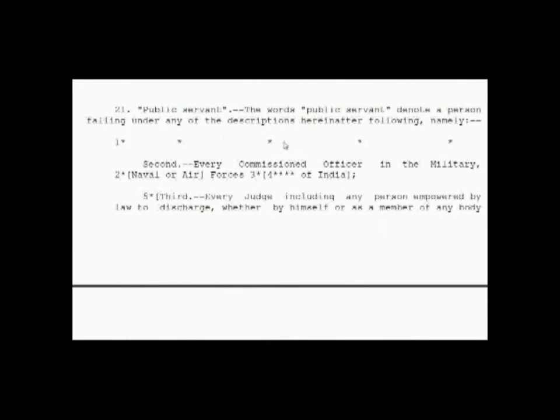Section 21 is quite long and important as well. It talks about public servant. It has 12 categories. Any person who falls under these categories will be considered as a public servant.